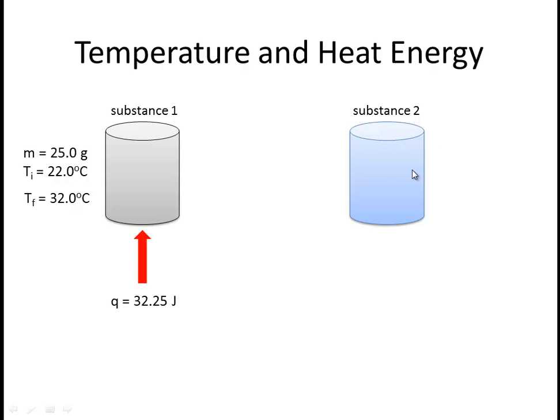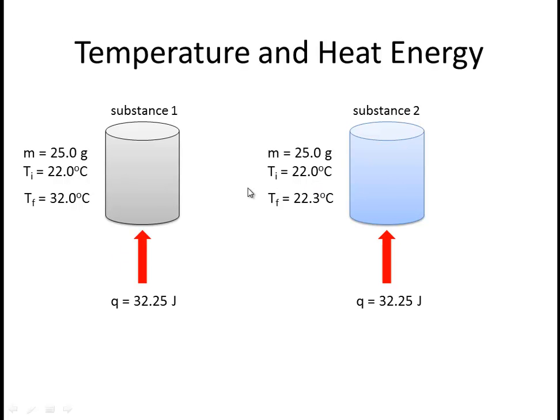So this is a different compound, or a different element. We're not sure which, but we also know that it's 25 grams, same mass as the first object. It's also starting at an initial temperature of 22 degrees Celsius, and we're going to do the same thing. We're going to supply 32.25 joules of energy into the substance, and then we're going to measure the temperature at the end. Okay, so after we've finished delivering 32.25 joules into the object, we measure the temperature, and we find that it's 22.3. So it only went up by 0.3 of a degree.